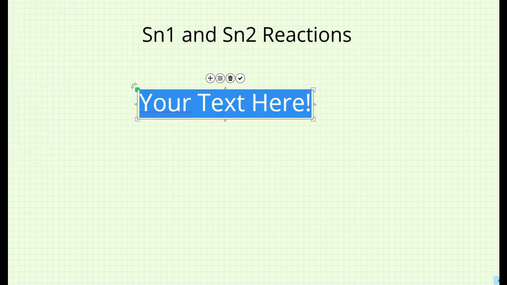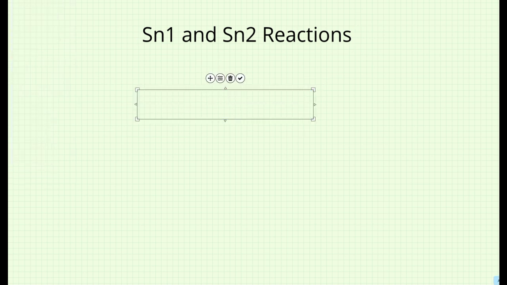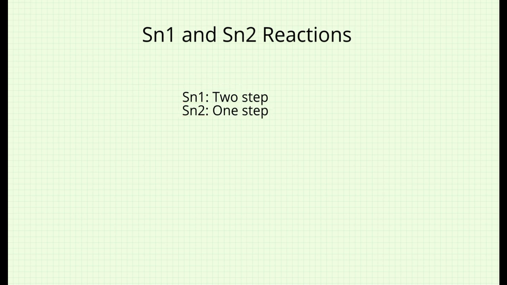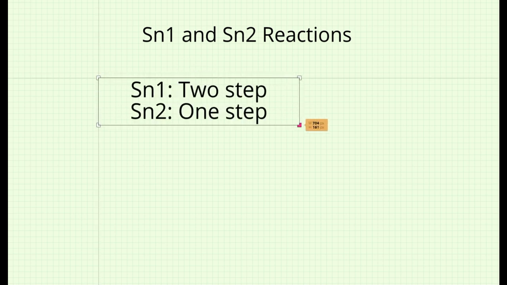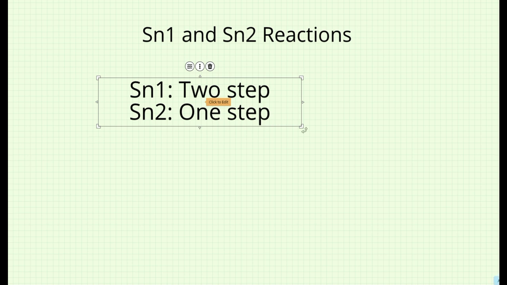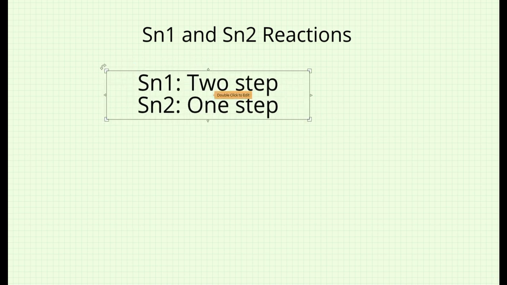So you might be thinking, what's the difference between SN1 and SN2? SN1 is a two-step process, while SN2 is one step. That may be a little confusing because SN1 is two steps and SN2 is one step, but that's just kind of how it works.